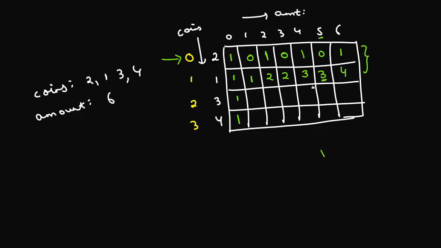Let's just try to fill the rest of the values. So what about this? First of all, if you have to make an amount of 1, can you even use the coin of 3? No. So it doesn't make sense to use a coin of 3 here. So we'll just completely ignore this coin 3 and we'll just consider only these two coins. So with these two coins, I have to make an amount of 1.